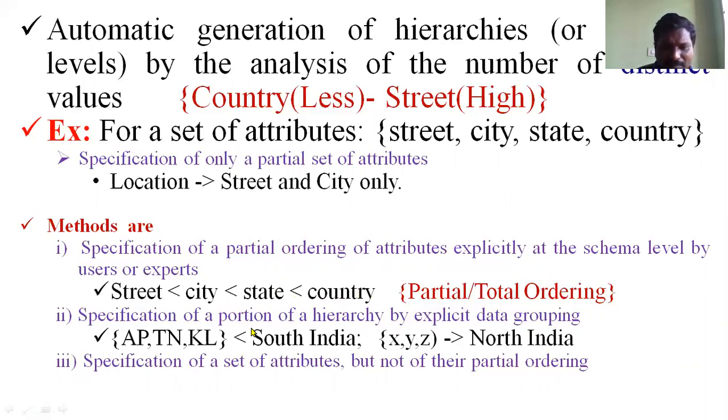The second is the specification of a portion of a hierarchy by explicit data grouping. Here in this way we perform grouping. AP, Telangana, Tamil Nadu, Kerala are less than South India, and then XYZ North India. The third is the specification of a set of attributes, but not their partial ordering.